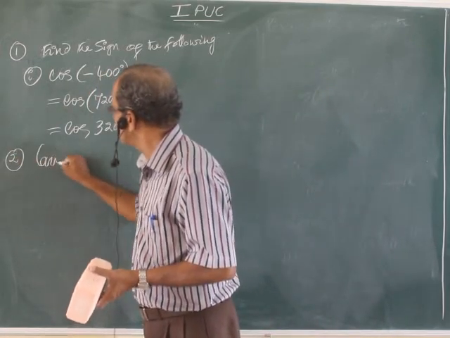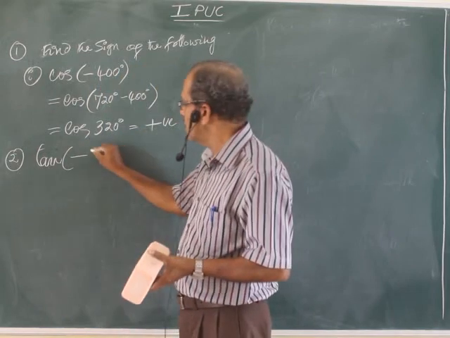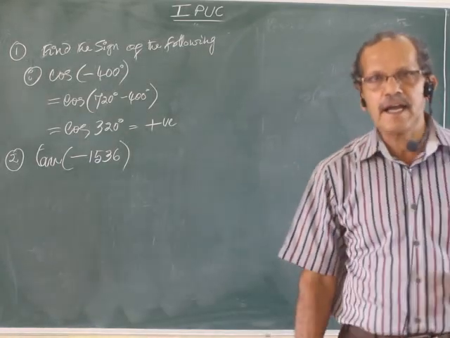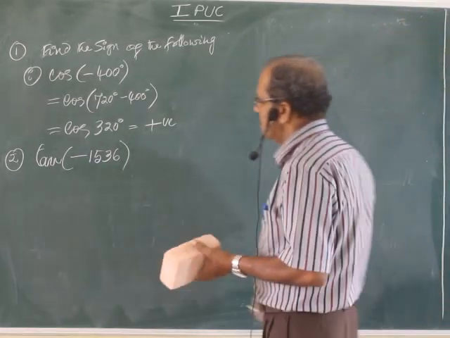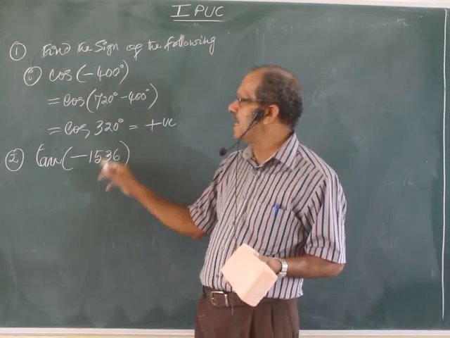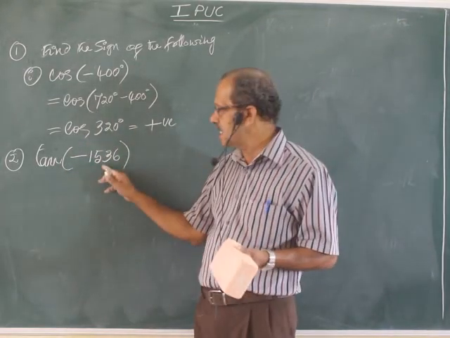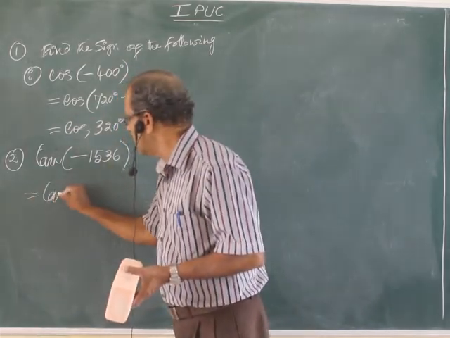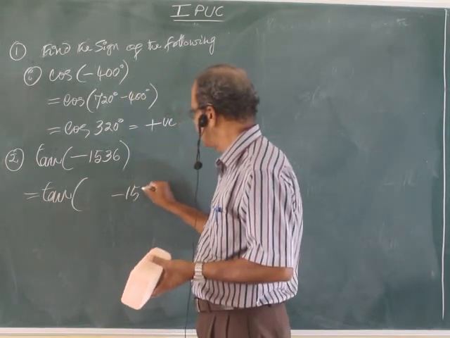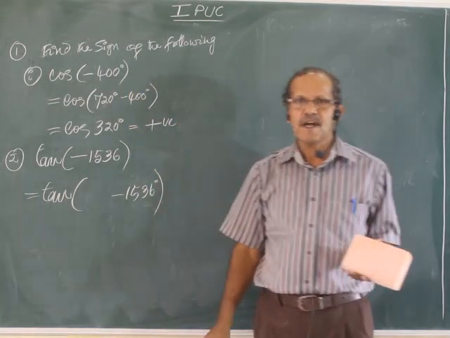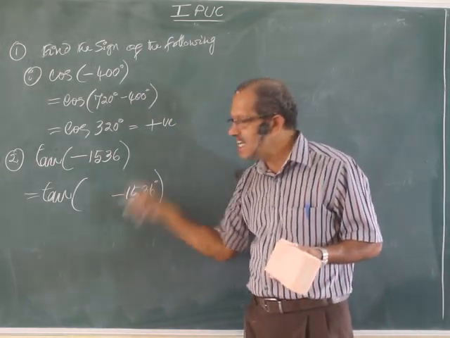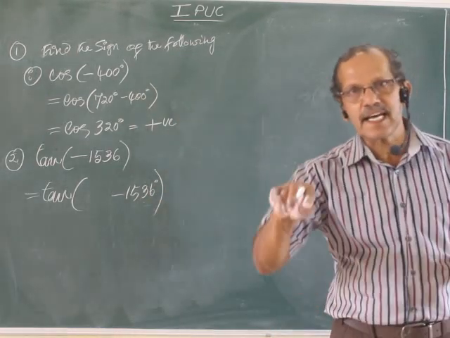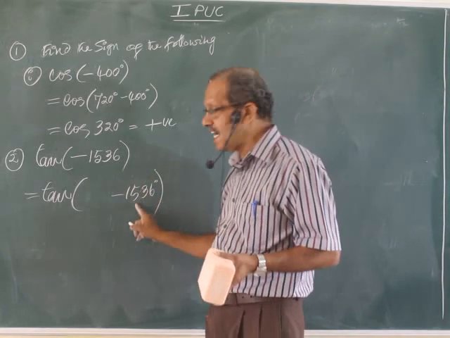Second one, tan of minus 1536. Any angle whose modulus is greater than 360, greater than 720, greater than 1080, anyway, what you have to do is subtract the angle from the nearest multiple of 360 greater than this, that's all. Nearest multiple of 360 greater than this.